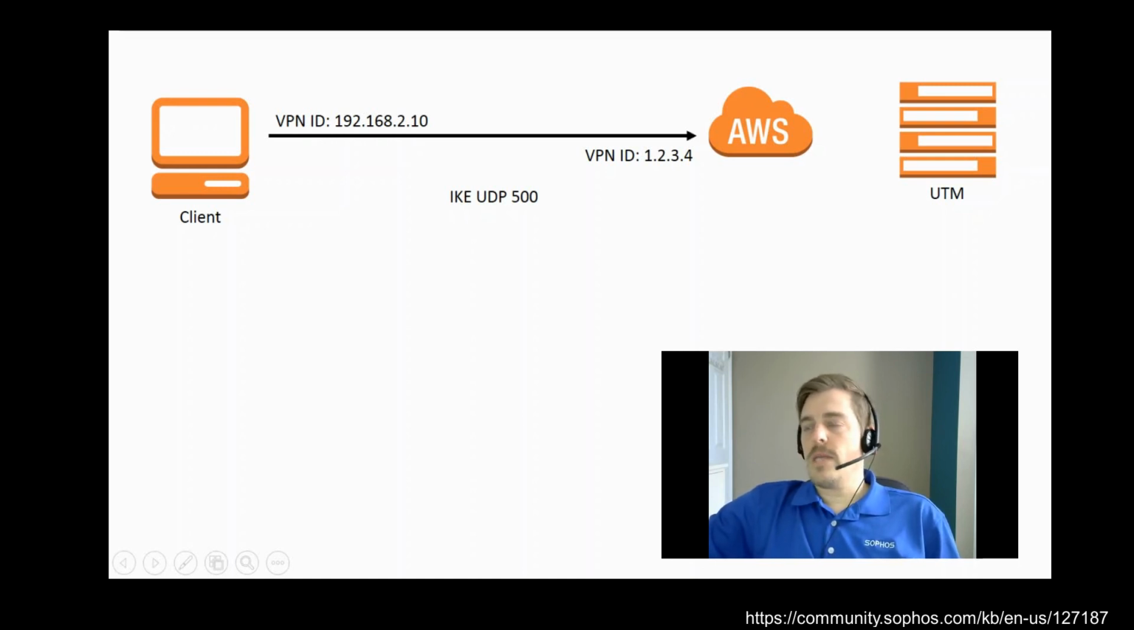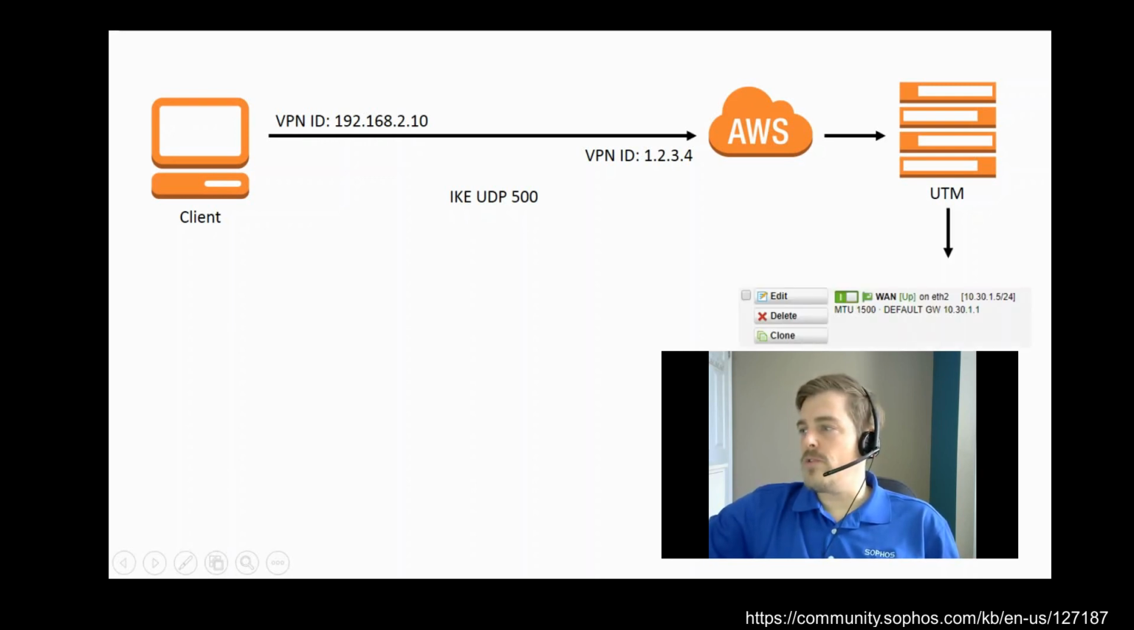So these IKE packets hit the hypervisor's public IP address, or elastic IP address. The hypervisor forwards it to the instance, in our case, the UTM. The UTM receives the IKE packets. It takes a look at the VPN ID, sees 1234, and then consults its configuration and sees its WAN IP address, or its primary IP address. In fact, the only IP address or interface that gets created by default on the UTM.